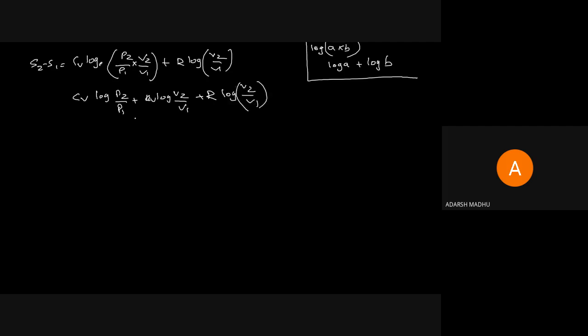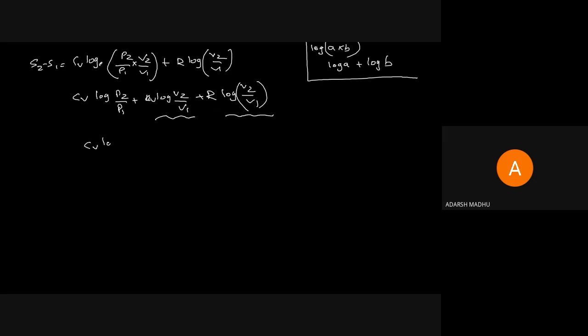Okay, both two equations are there. Here log V2 by V1 is there, and again a log V2 by V1 is there. So we can combine both log V2 by V1 together.